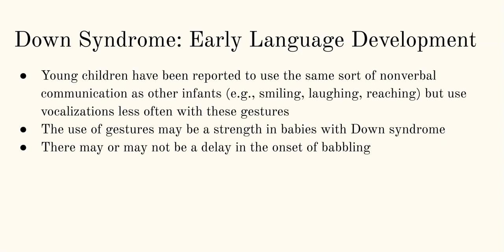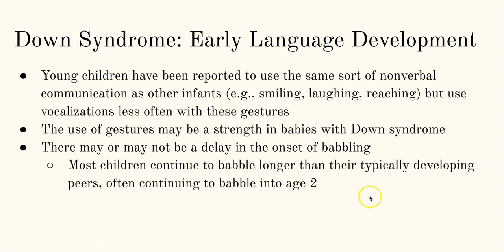Again, the vocalizations are usually going to come late. That's going to go along with usually a delay in the onset of babbling, but not all the time. Once they start babbling, they're going to continue to babble longer than their typically developing peers, often continuing to babble into age 2.